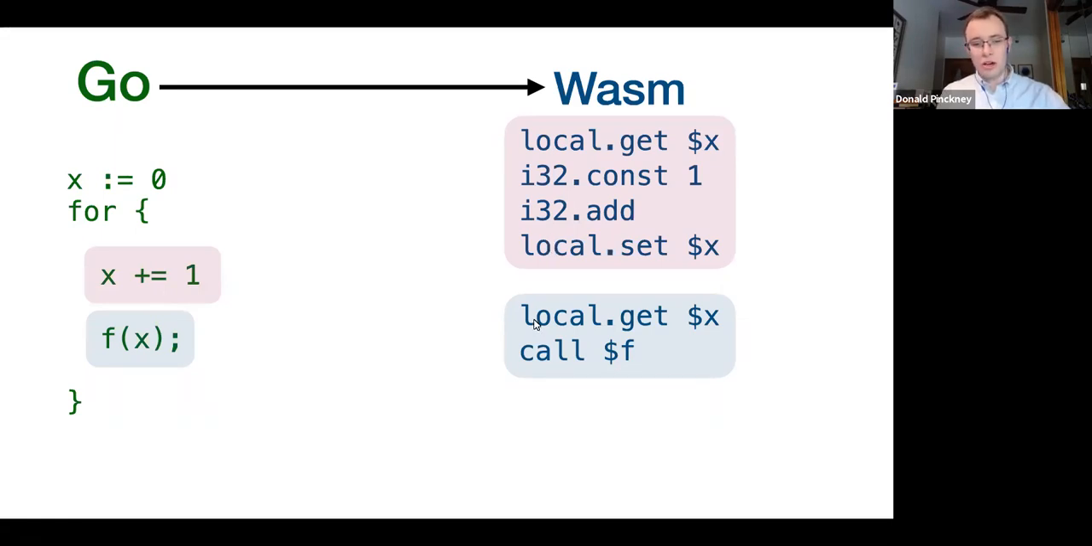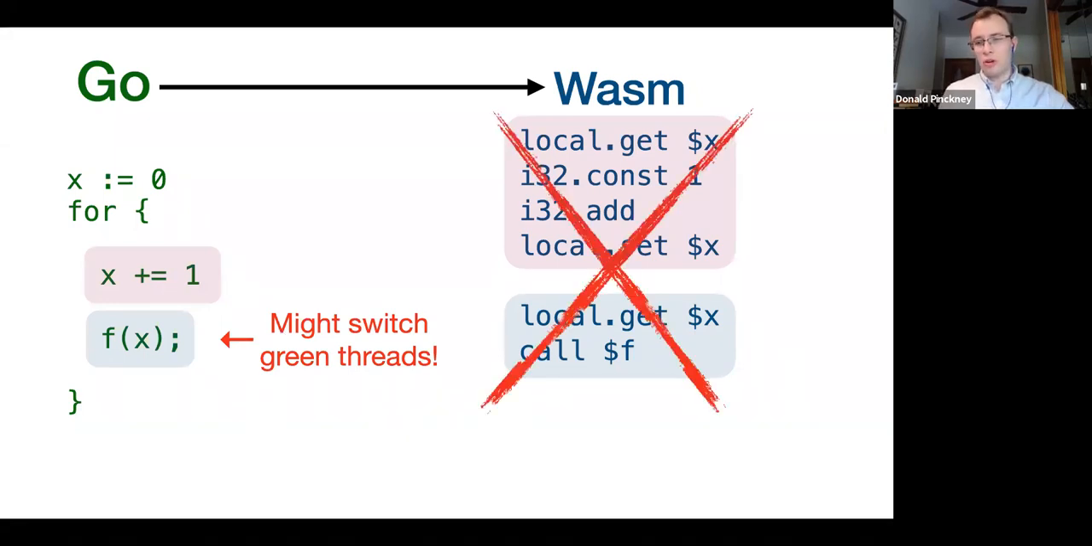And then to compile the second line, the function call, we can just get the value of s and put it onto the formal stack, and then call f. Okay. This would be right, except for the problem that in Go, every single time you're doing a function call, that is potentially going to trigger a green thread switch. Okay. So this code will not work.